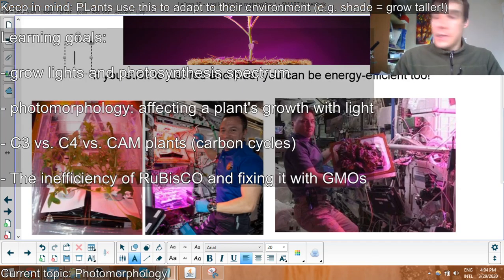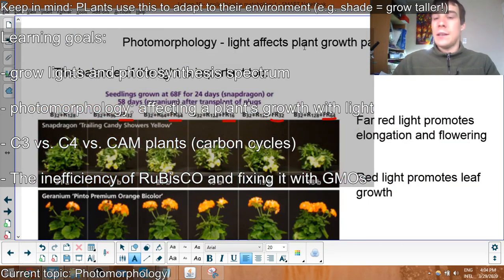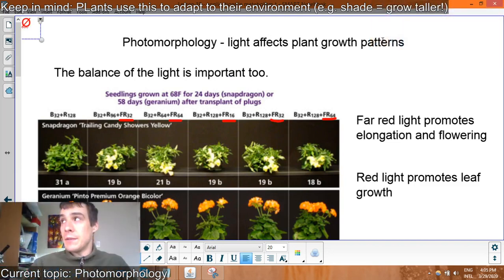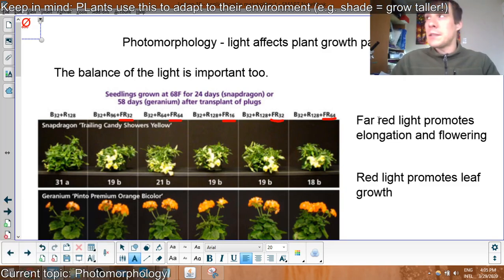Okay, next up, our next topic is photomorphology, which is just a fancy way of saying that the light a plant receives will affect its growth patterns. So growth patterns. But I'm going to stick up here because that's an easier place to be.